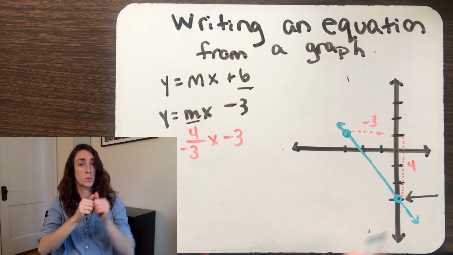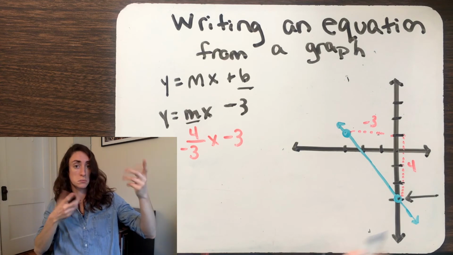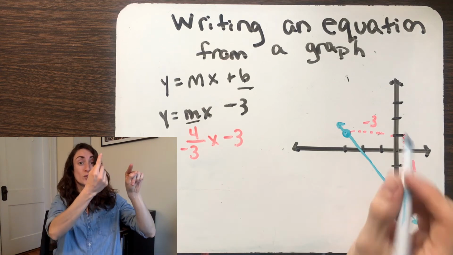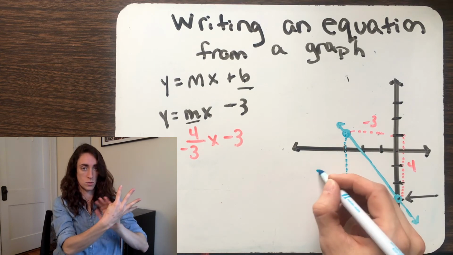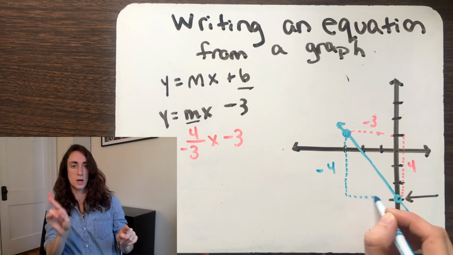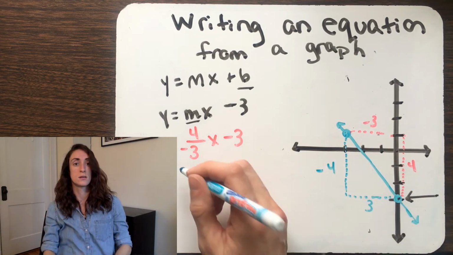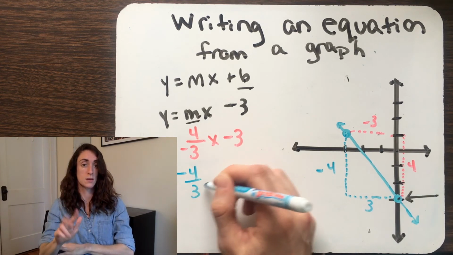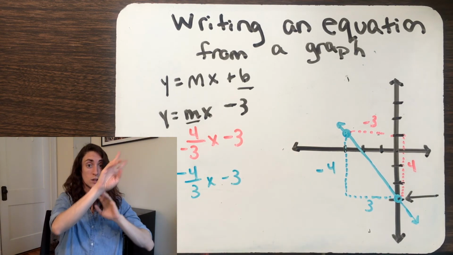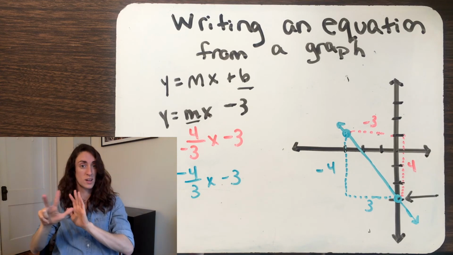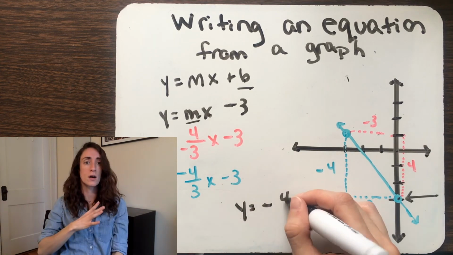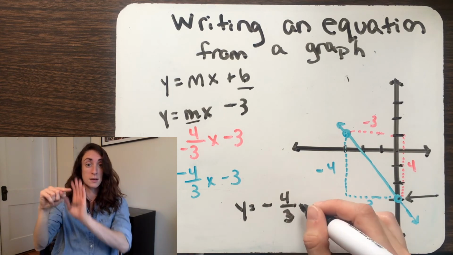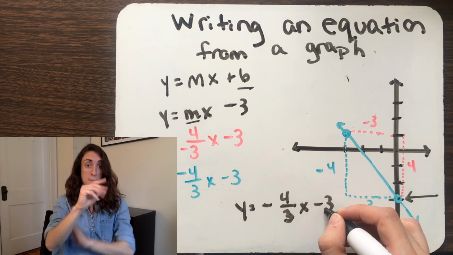Now suppose we started at that top point instead and moved to that y-intercept point. So again, our first move would be vertical. So we'd go down 4, which is -4, and then we'd move right 3, +3. So the important thing to note here is that 4 over -3 and -4 over 3 are equivalent. Those are the same thing. So our slope is -4/3. And we can write the equation as y equals -4/3 x minus 3.